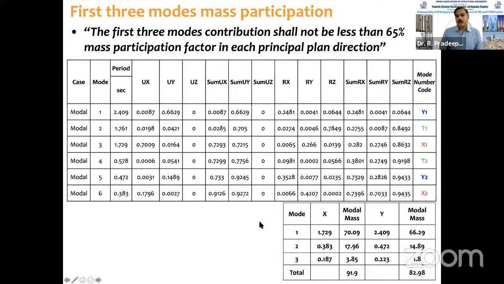So for all the analysis, we need to take the total modal mass contribution from all the modes to be more than 90%. Up to that, we have to consider mode shapes, meaning modes, in modal combination. But the first three modes should contribute at least 65%. So this is the case. At least 65% they are contributing. Whereas in the earlier case, where the central core wall is there, the first three modes were not contributing.